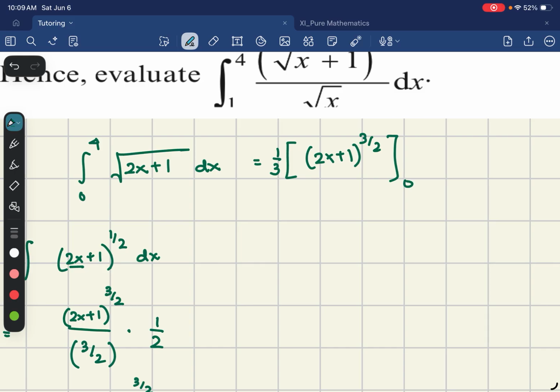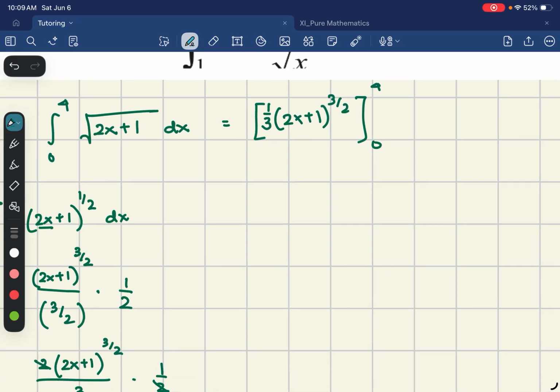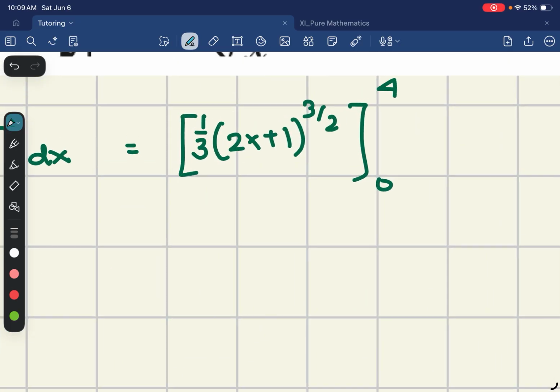So you put 0 to 4. So you can write 1 over 3 inside and substitute as well. So substitute in 4, which is your upper bound. What do you get? You get 1 over 3. You get 9 here, right? 2 times 4 is 8 plus 1 is 9 to the power 3 over 2. And 9 to the power 3 over 2, we have looked at this value again and again. That is just 27.